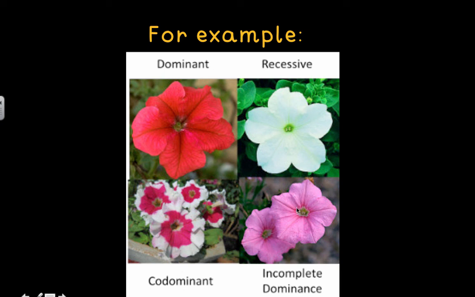Dominant and recessive can mix to do incomplete dominance, showing a blend of both phenotypes, or codominance, showing an expression of both dominants. This is the end of codominant and incomplete dominance.